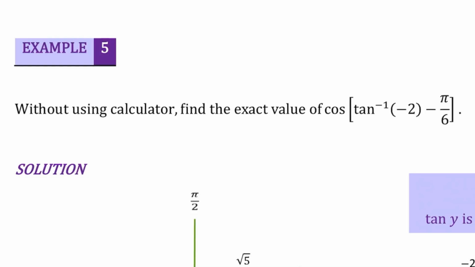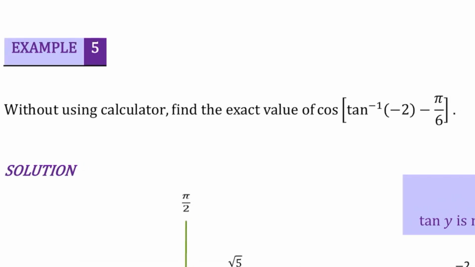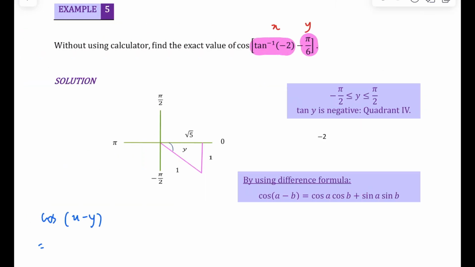So for the final part, let's try to use sum and difference formula involved in your inverse trigo function. This is the question. You need to compose cos of inverse tangent -2 minus pi over 6. So what you need to do is, first we need to take this part here and this part here apart. This is your x and this will be your y. So what you have just now is cos(x minus y). Later on we open up the formula using a difference formula of cos.